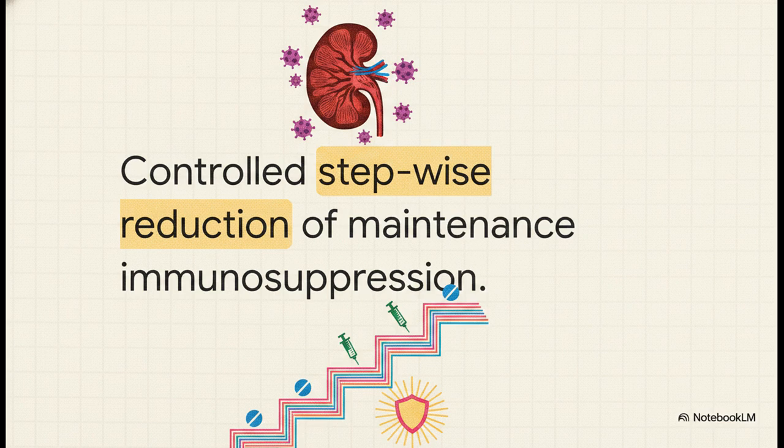BK polyomavirus is an opportunistic pathogen that causes tubulointerstitial nephritis and graft loss in kidney transplant recipients. Because the virus's activation and replication are driven entirely by over-immunosuppression, we honestly don't have highly effective specific antiviral drugs for it. So the cornerstone of management is a controlled, stepwise reduction of maintenance immunosuppression. This just allows the native immune system to wake up and clear the viral load. Pearl to summarize: BK polyomavirus nephropathy requires a stepwise reduction of immunosuppression.